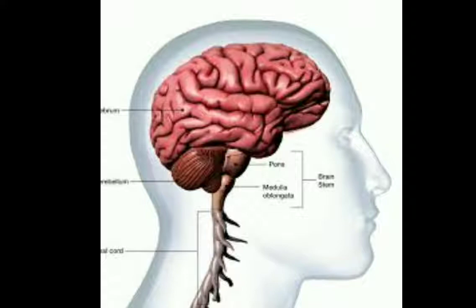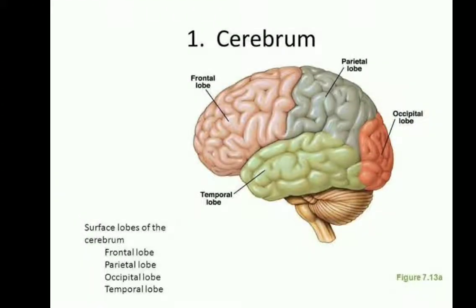The three parts of brain are cerebrum, cerebellum and medulla oblongata. This is cerebrum. It is the largest part of the brain. It is called center of intelligence because it helps us remember things, understand meaning, and solve problems. It also controls our sense organs.